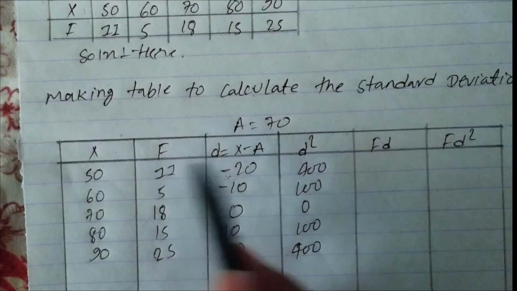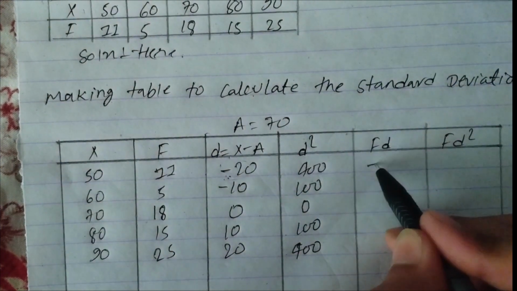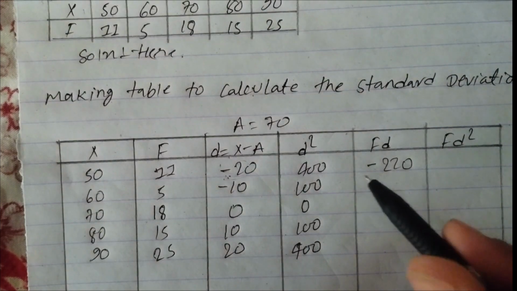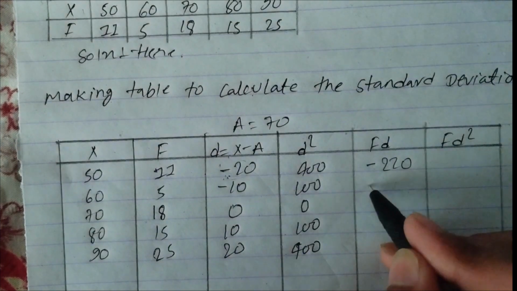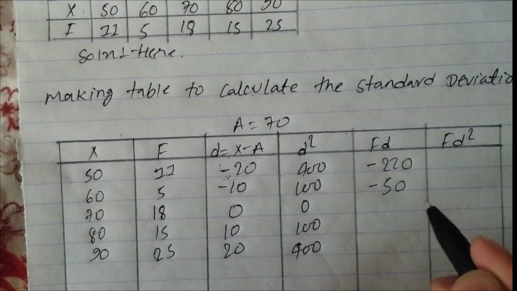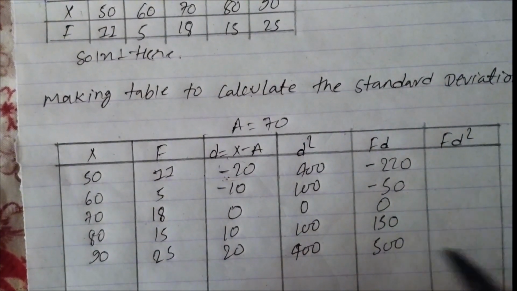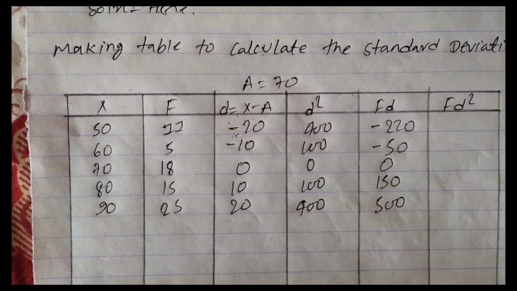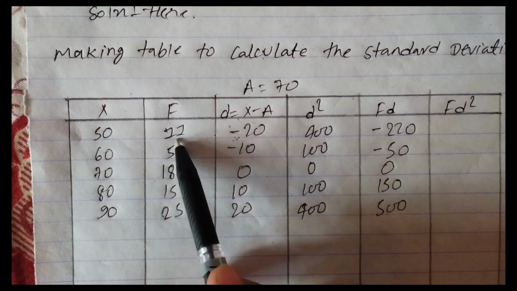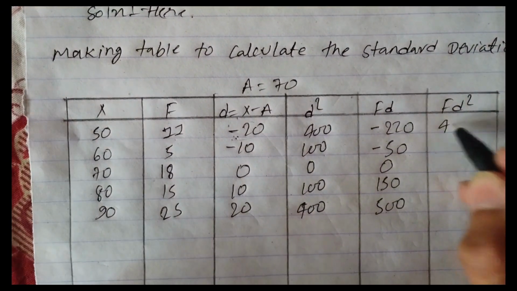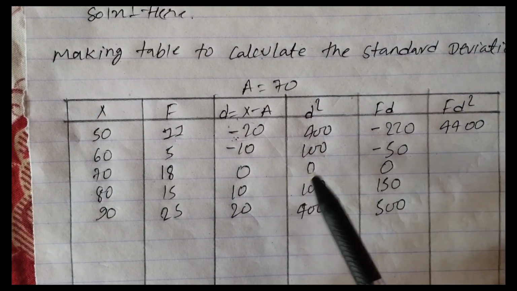Now we multiply f and d. 11 into minus 20 is minus 220, 5 into minus 10 is minus 50, and likewise for the rest, 0, 150, and 500. Now we multiply f and d square. 11 into 400 is 4400, and the rest we can multiply in the same way.